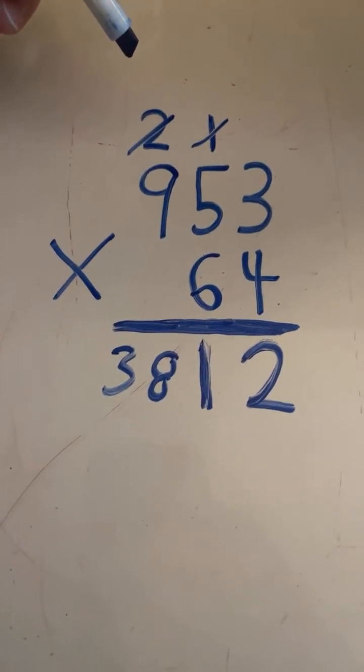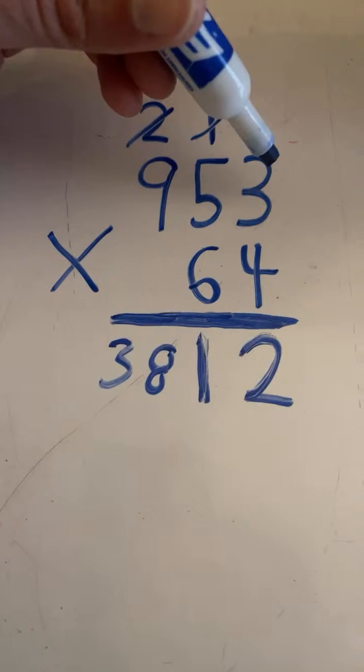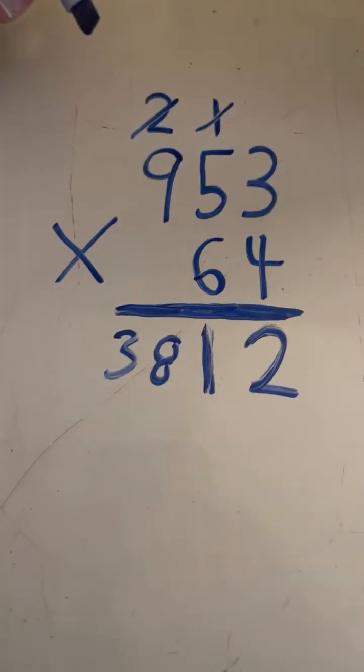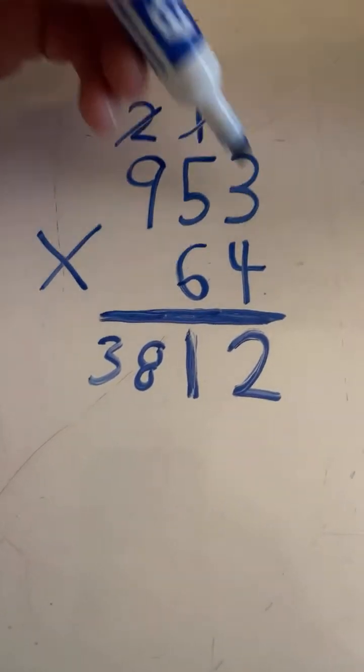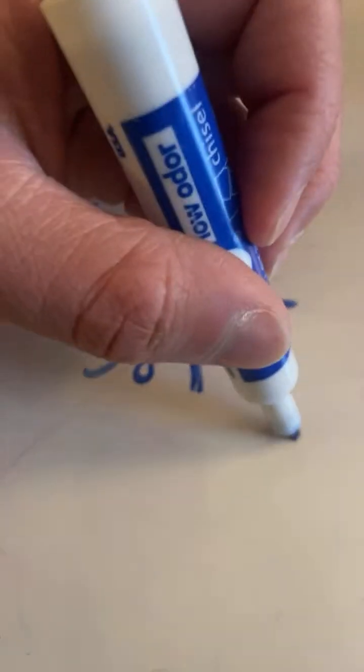All right, now we're going to multiply the top 3 digits times the bottom digit in the tens place. Now, since both digits in the ones place have already been multiplied, we're going to put a 0 in the ones place.